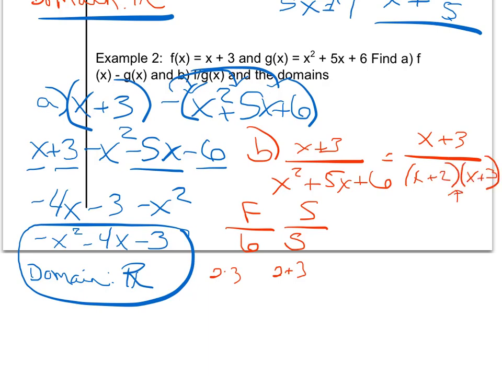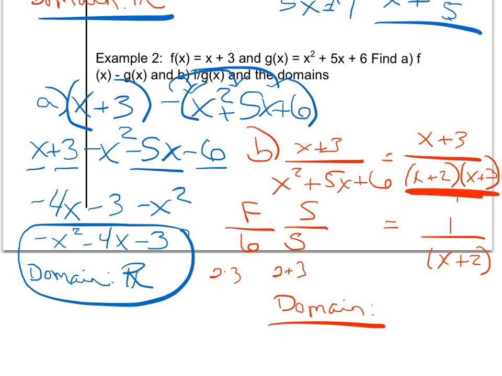Since there is multiplication here, I can cancel out my x plus 3's. When those cancel, I'm left with x plus 2 on the bottom, and on top I'm left with 1. Now, when I go to list my domain, I have to look at what would make my denominator 0 before I canceled. So I can either look here at what I was originally given or look here at my factored form. Well, my domain can't be 0, right?